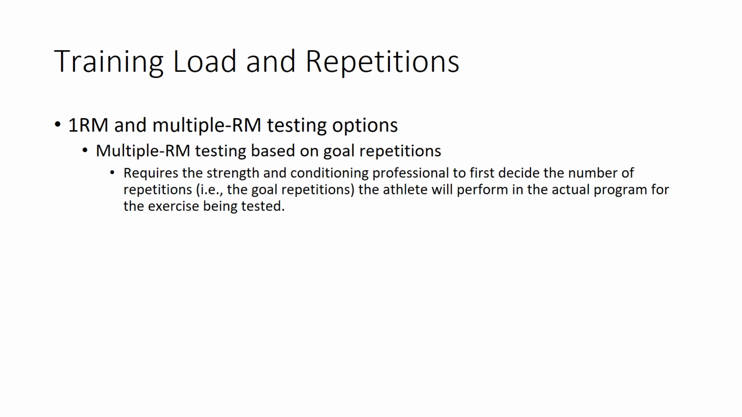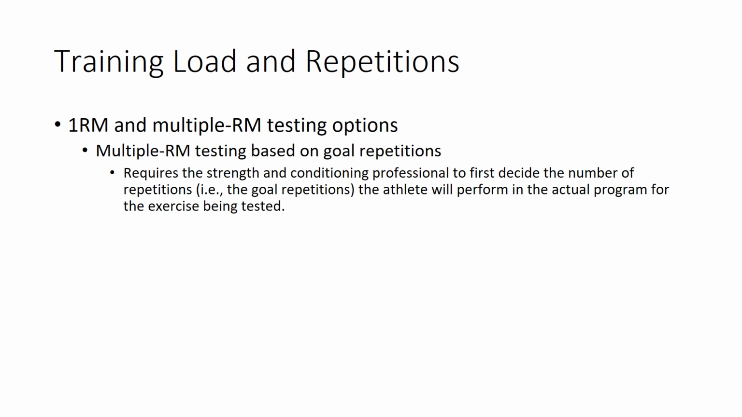Another option for determining training load requires the strength and conditioning professional to first decide on the number of repetitions, often referred to as goal repetitions. So this is what the athlete will perform in the actual program for the exercise that's being tested. So let's say, for example, the strength and conditioning professional decides that the athlete should perform 6 repetitions for a bench press exercise in the training program. The multiple RM testing protocol should have the athlete perform the exercise with a load that will result in 6 repetitions.